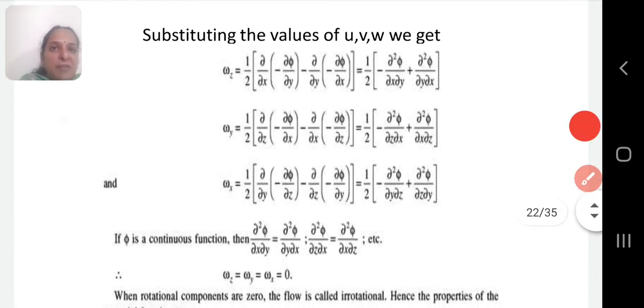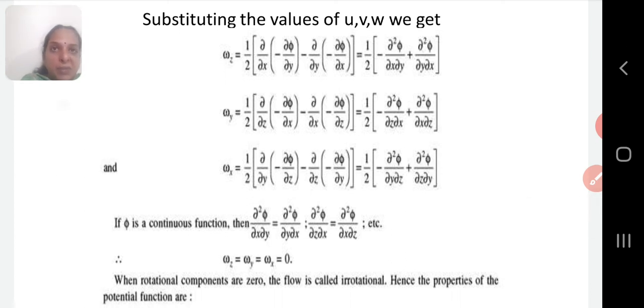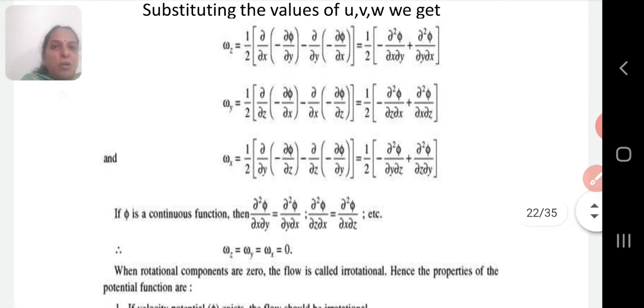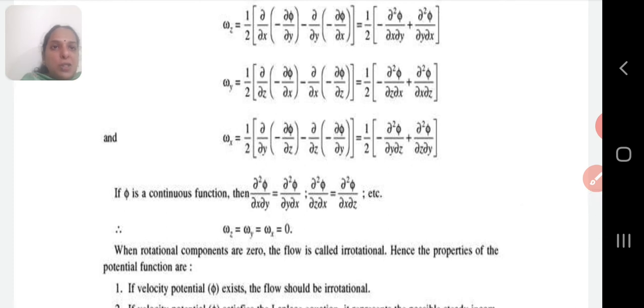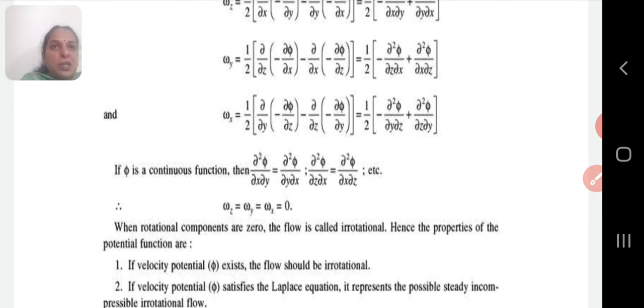So if pi is a continuous function, then what happens is dou square pi by dou x dou y is equal to dou square pi by dou y dou x, and dou square pi by dou x dou z is equal to dou square pi by dou z dou x. So it is continuous, means dx dy will be equal to dy dx and dz dx is equal to dx dz. Okay, so that can happen in the case of a continuous function. So we are considering that wz, wy, wx are equal to 0. When the rotational components are 0, the flow is called irrotational. If the rotational components are 0, then the flow is called irrotational.